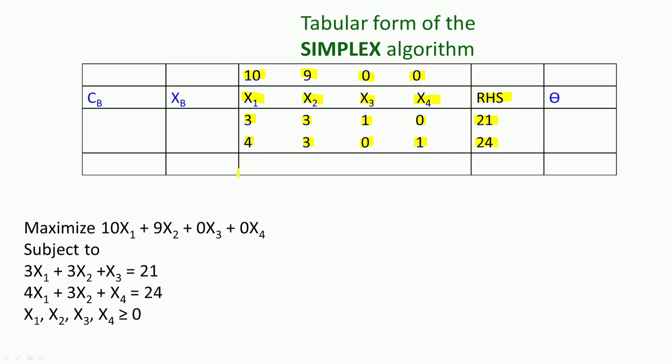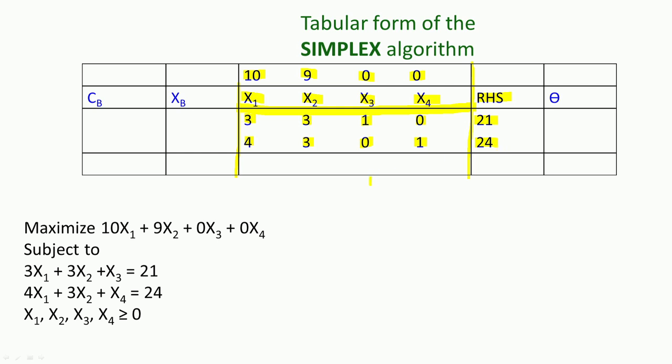So, what we have done is we have seen this part of the table. We first started with creating a table like this. You draw this line and then this line, and then you say x1, x2, x3, x4 are the 4 variables. Then above the 4 variables you write the objective function values 10, 9, 0, 0. Then you write the two equations this way: 3x1 plus 3x2 plus 1x3 plus 0x4 is equal to 21, 4x1 plus 3x2 plus 0x3 plus 1x4 equal to 24.